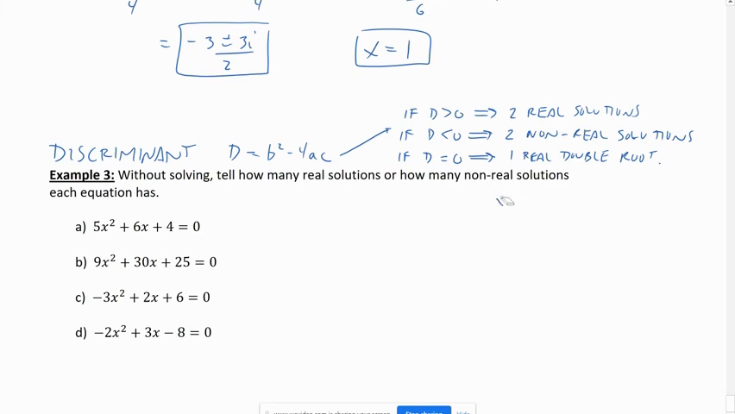Okay, so for each of these equations, we're just going to use the discriminant to determine how many real and non-real solutions we have. So in this case, A is 5, B is 6, and C is 4. So the discriminant is b squared minus 4 times A times C. So that's 36 minus 80, which is negative 44. That is negative, so that tells us there are 2 non-real solutions.